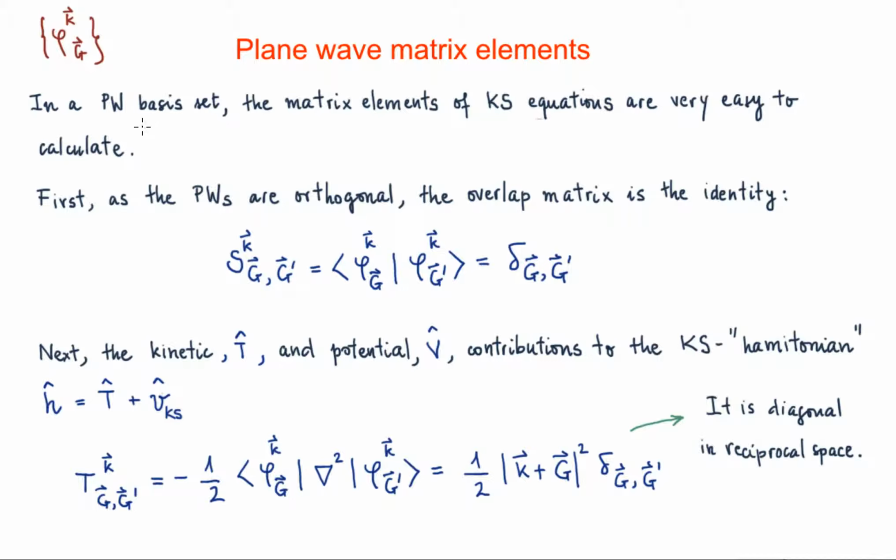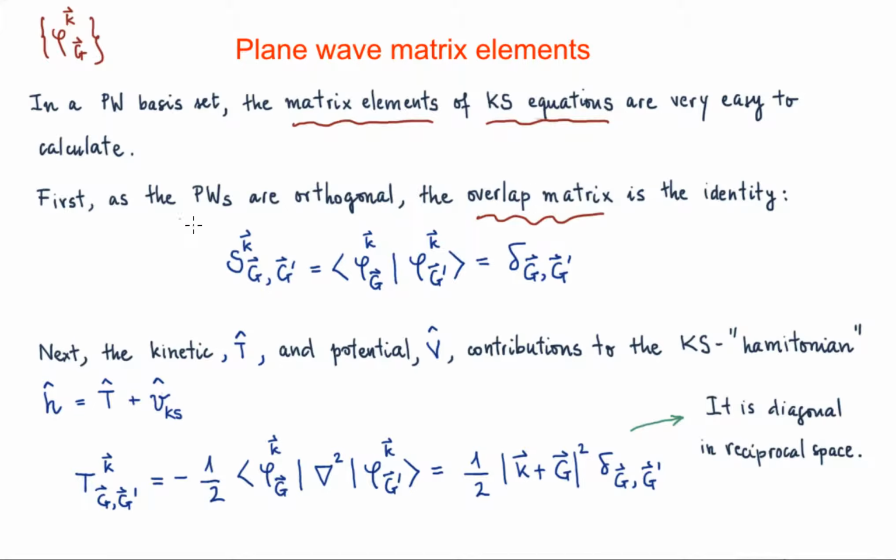In this plane wave basis set, the matrix elements of the Kohn-Sham equations, which are what we are going to calculate, are going to be very easy to calculate, as we'll see later. This is actually one of the advantages of using the plane wave basis set. If you remember, there are different matrices arising in order to describe the Kohn-Sham equations in matricial form. One of these matrices was the overlap matrix.